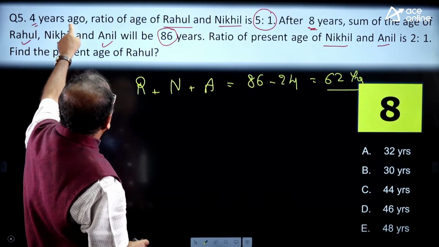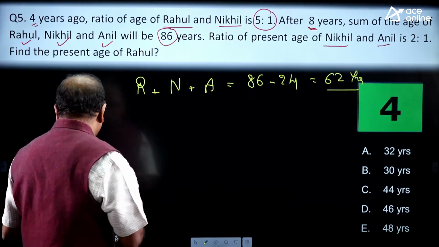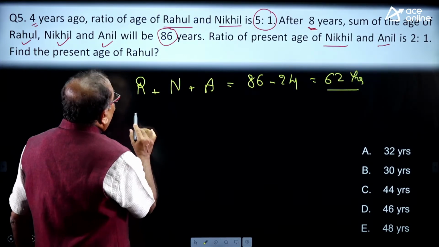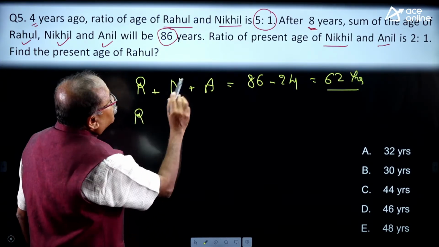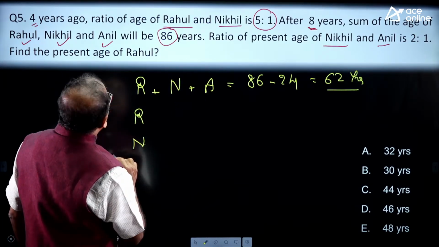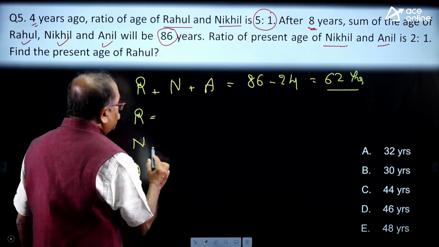Here, 4 years ago, the ratio was there. So, can I find out what is the age of Rahul? What is the age of Nikhil? And what is the age of Anil? Can these three be worked out?